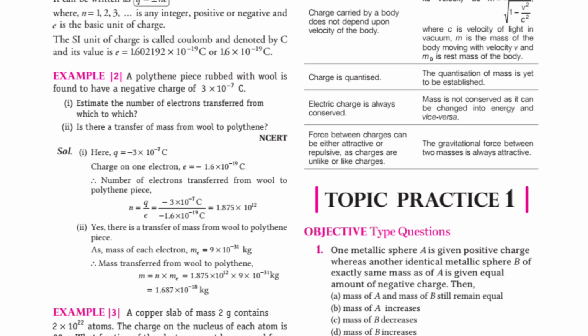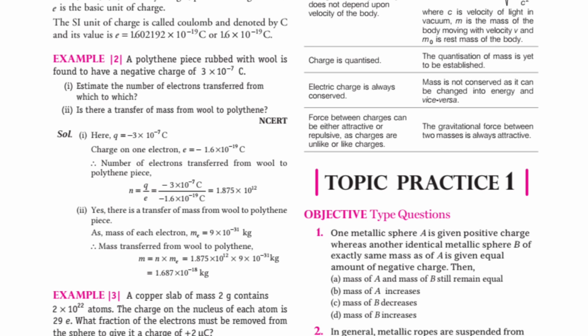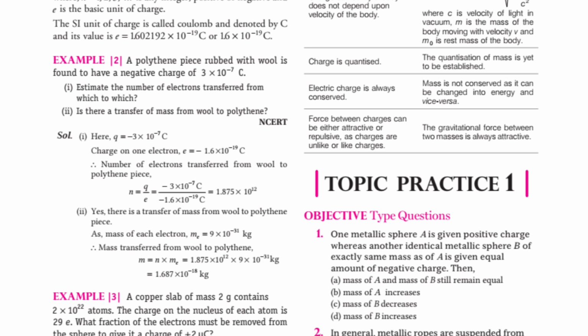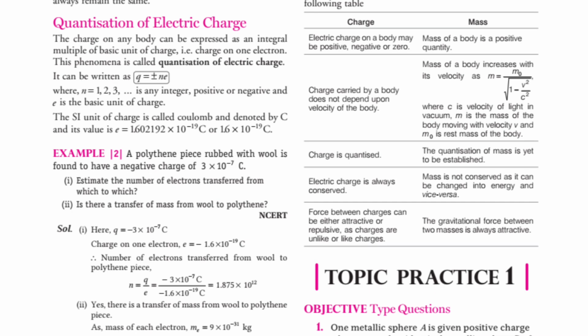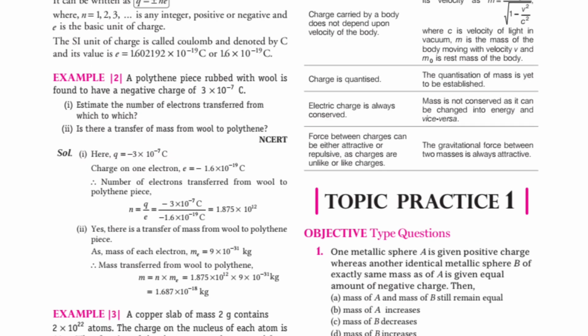Then we have to find out the number of electrons transferred from wool to polythene piece. So we have this formula over here, Q is equal to plus minus Ne. So we just have to find this N is equal to Q by e. We have to put the values and we are getting this answer.